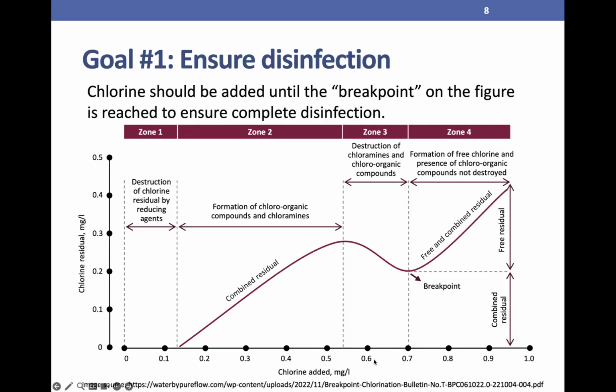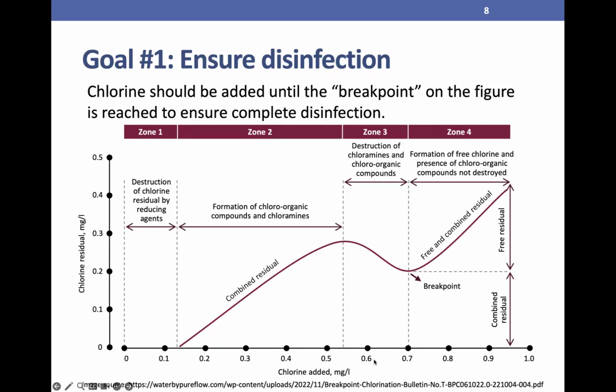In zone 3, the addition of more chlorine leads to destruction of the chlororganic compounds and monochloramine from zone 2, leading to decreased combined residual. This zone is also where formation of dichloramines and trichloramines can occur, which can lead to taste and odor problems in drinking water, until the breakpoint is reached.